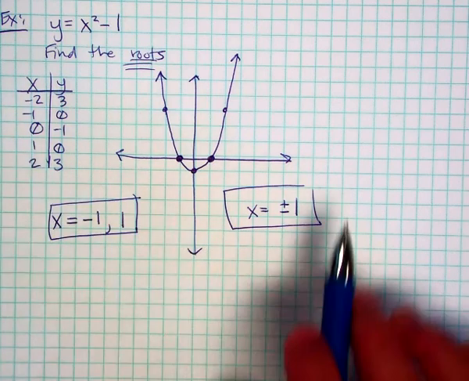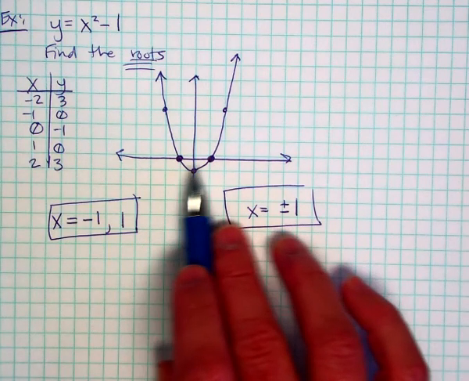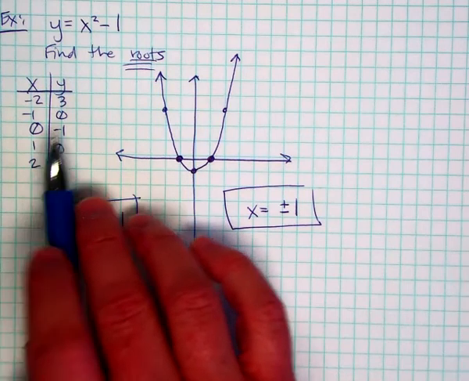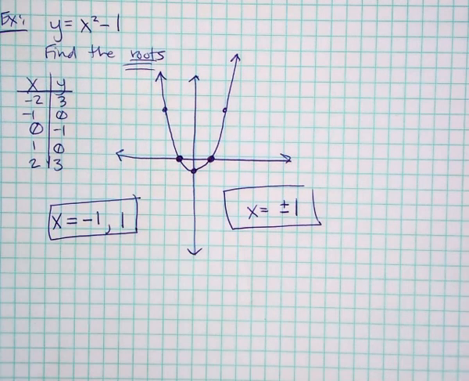So by graphing it, I can visually see the points. By looking in the table, I just look for the zeros. That is it. Nothing else to it.